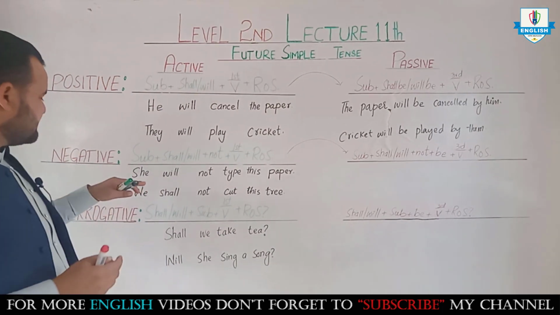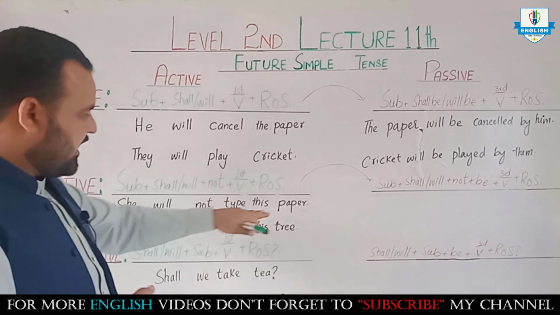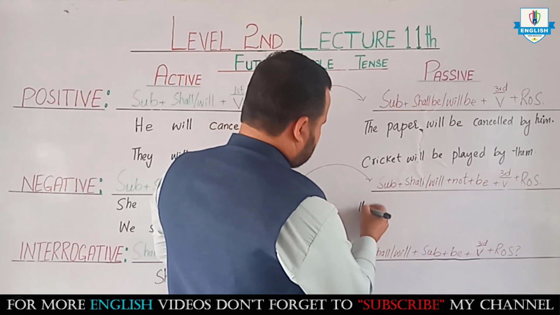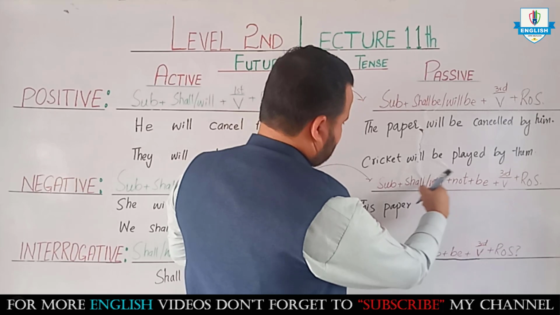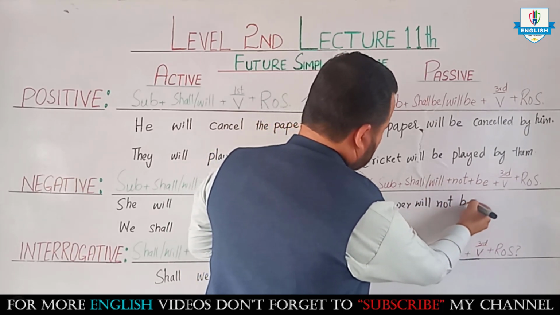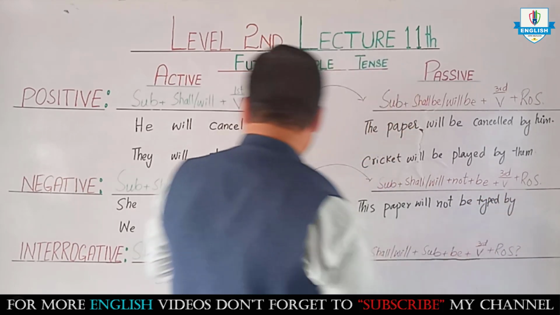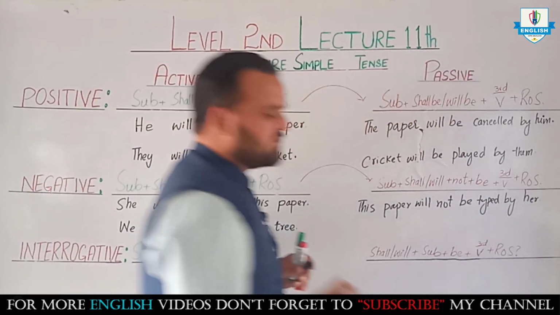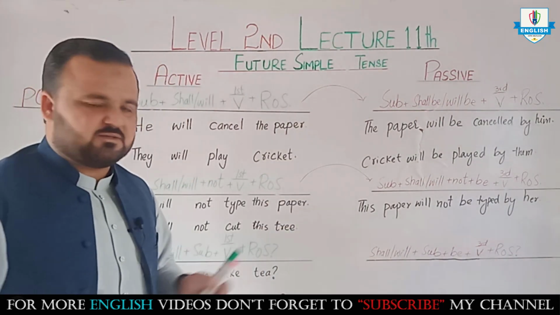Here I wrote two sentences. She will not type this paper. Object will take the place of subject. This paper will not be typed by specific agent and she will change to her. Her is the objective case of she. This paper will not be typed by her.